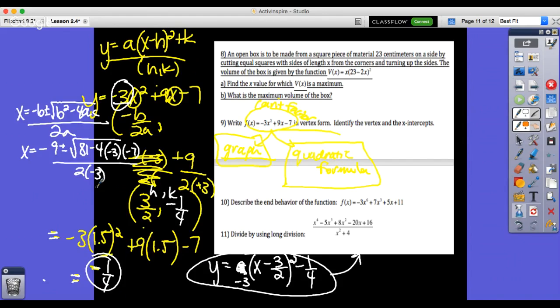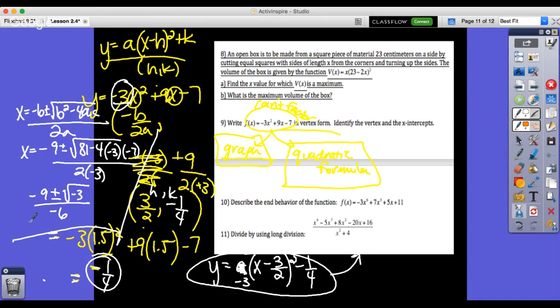Sorry, I know this is all over the place. This is my x-intercepts down here. So negative 4 times negative 3 times negative 7 is negative 84, is what I've got. So 81 minus 84 would be negative 3, right? Yeah. So we have negative 9 plus or minus the square root of negative 3 all over negative 6.